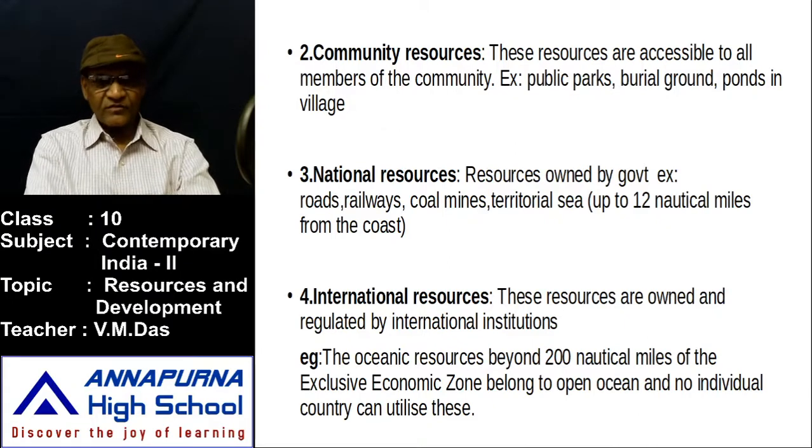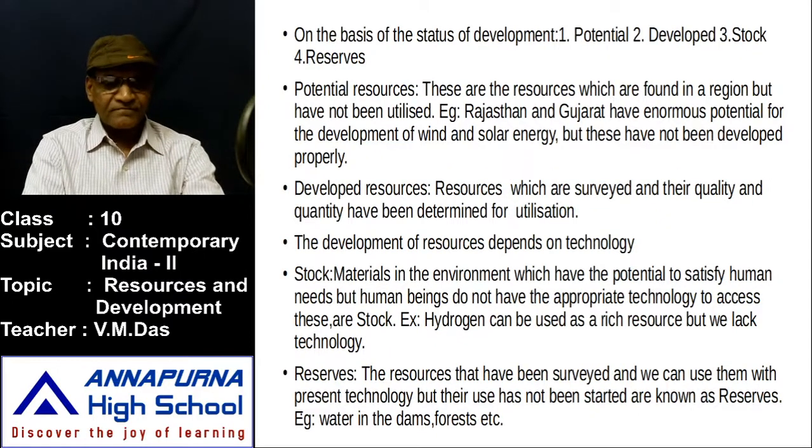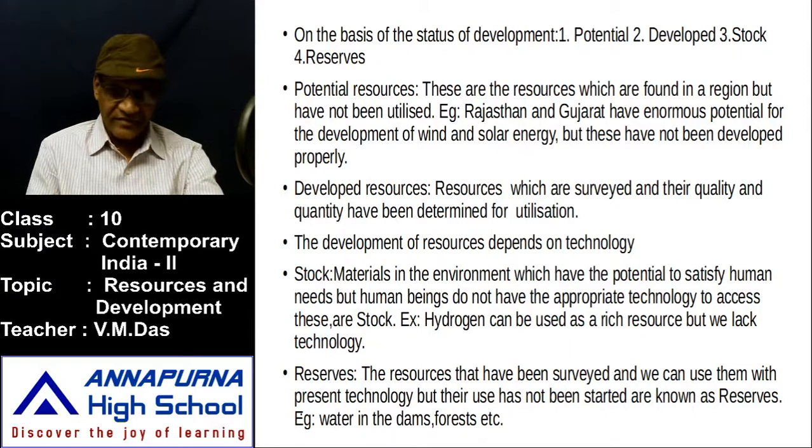So these are the four important kinds. Now children, on the basis of status of development, again the resources are of four types. They are potential, developed, stock, and reserves. Now let me tell you about these four kinds. These resources are classified on the basis of status of development.